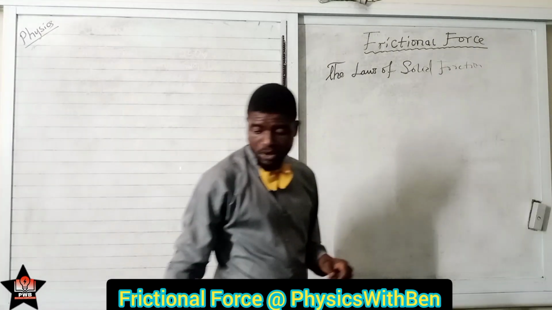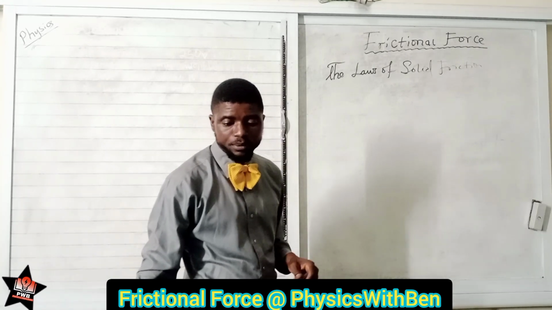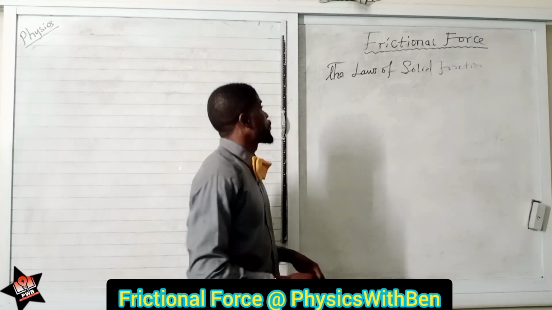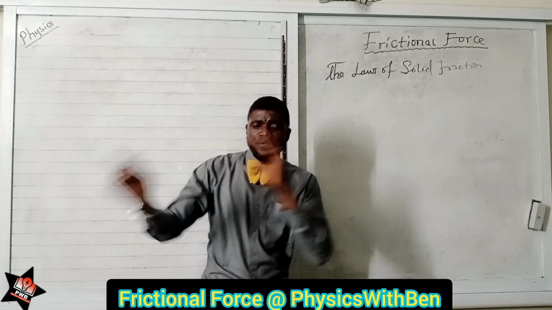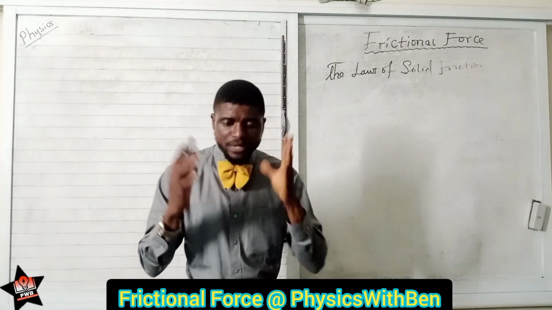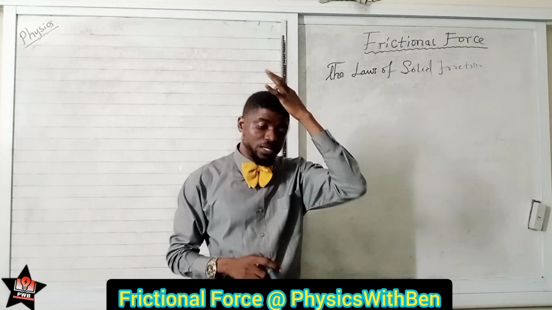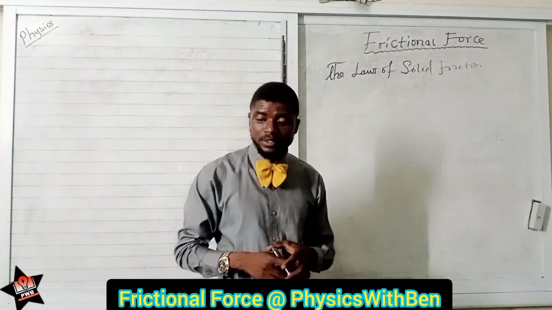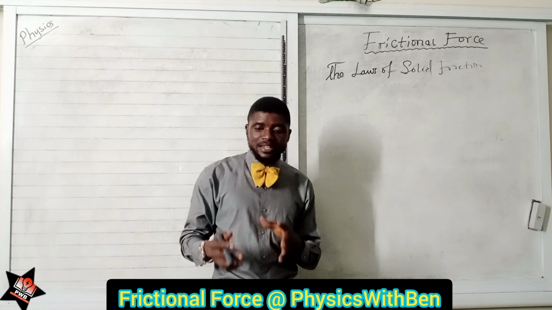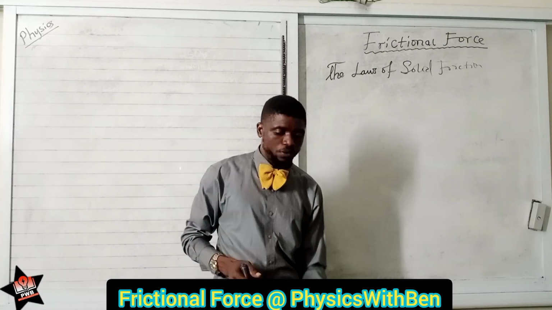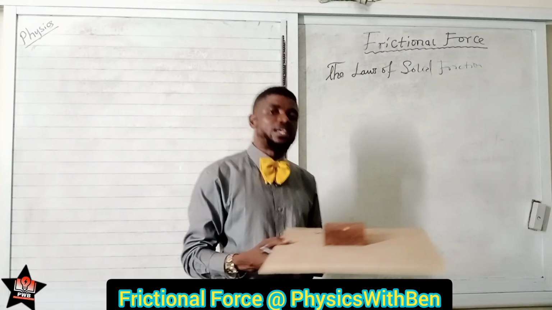There are 5 main laws of solid friction, and this law states as follows. Number 1, friction opposes the relative motion between two surfaces in contact. The first law looks like the definition for friction. It acts in a direction opposite to that of the motion. What is this law trying to say?